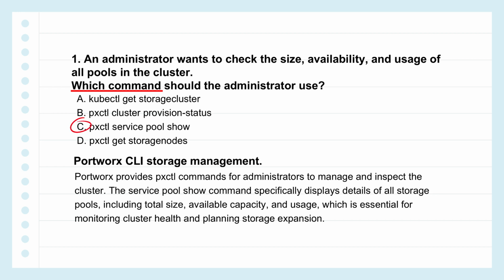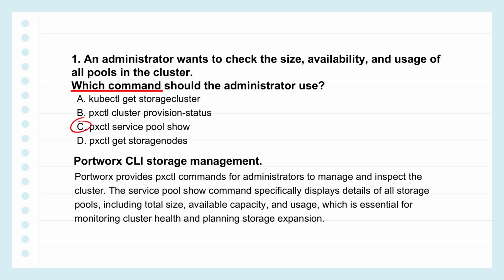Think about hitting a capacity limit during peak time. pxctl service pool show helps you see that trend way ahead of time. Lets you scale proactively. Okay, so it's about avoiding that reactive scramble when things are already breaking. Exactly. Proactive scaling, not reactive firefighting. It saves a lot of headaches. Makes total sense, like a health dashboard for storage.